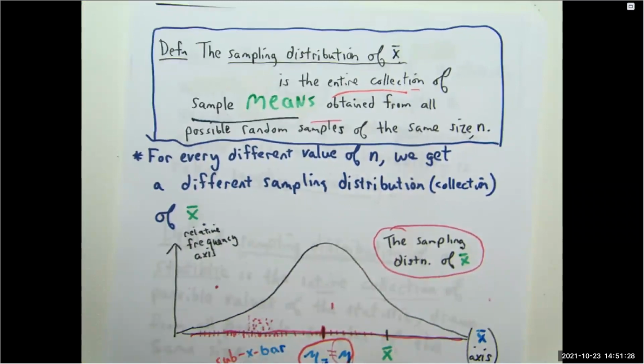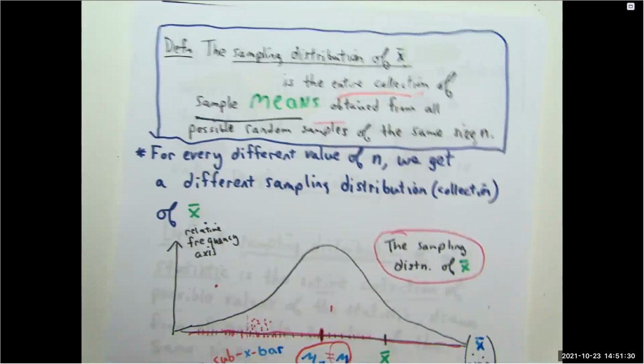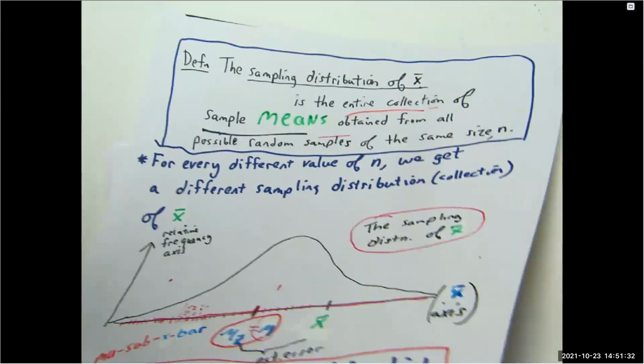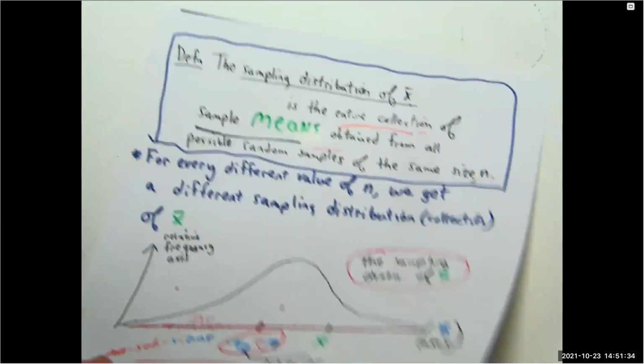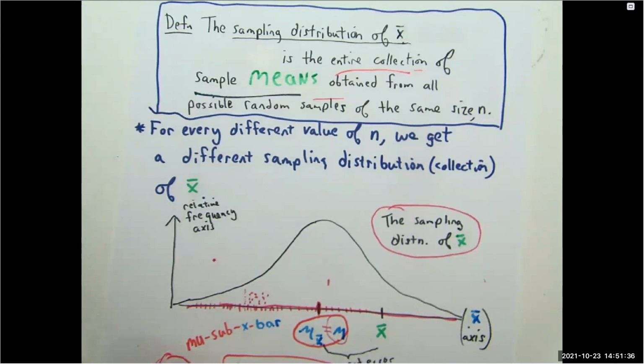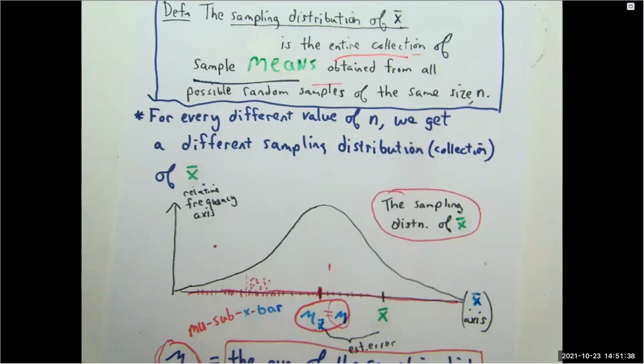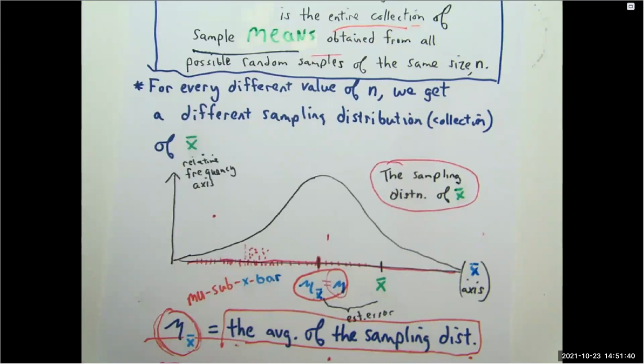Later in this section, we're going to present what's called the central limit theorem. And the central limit theorem tells us under what conditions your sampling distribution is approximately normal.